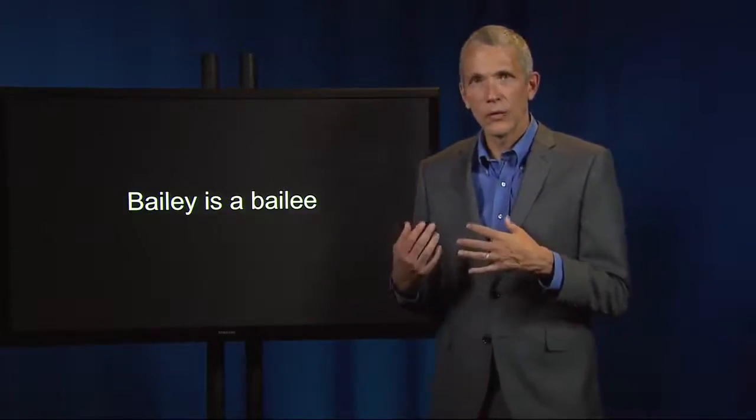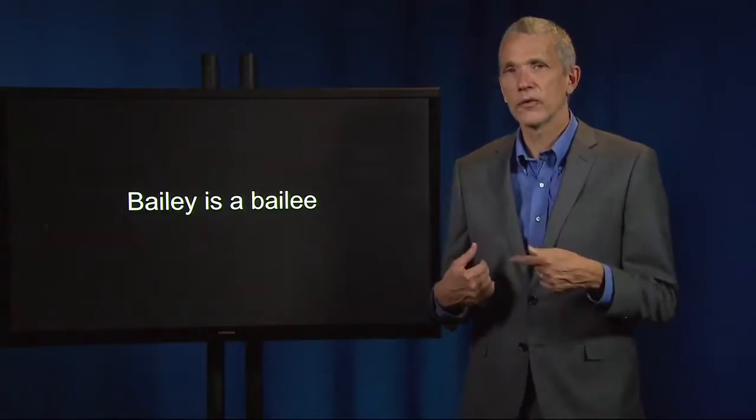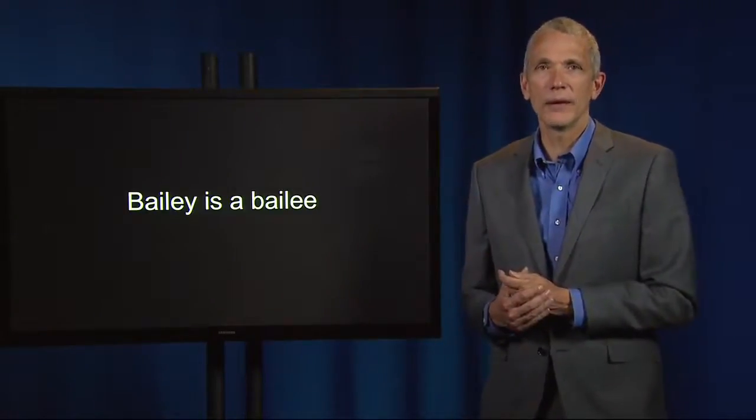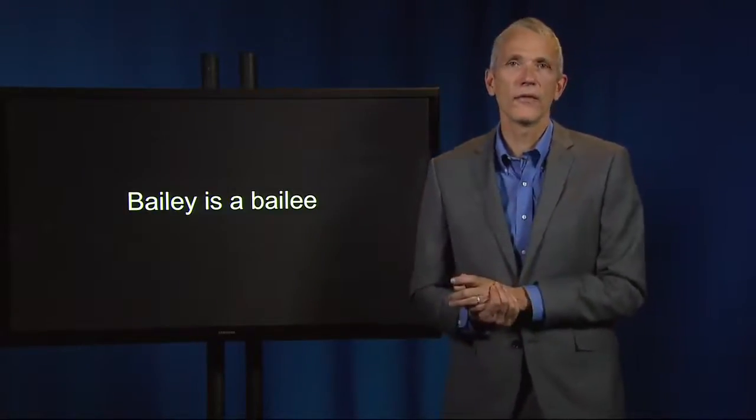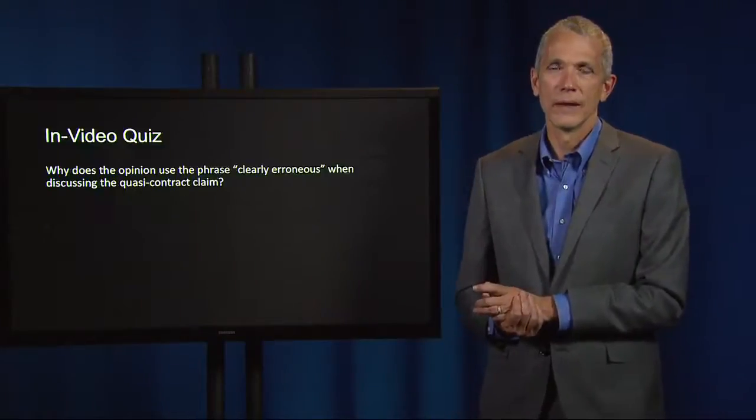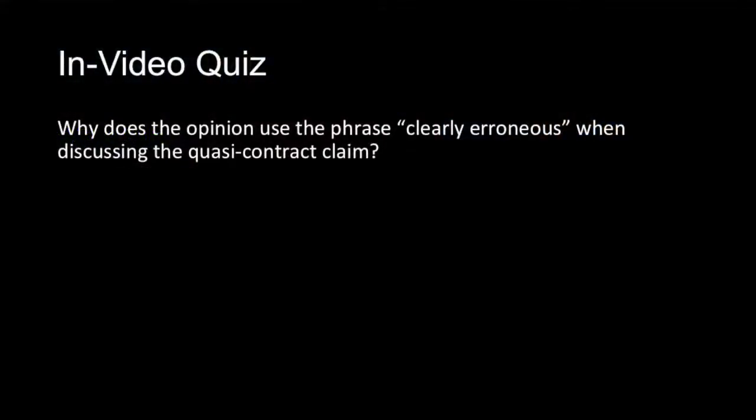The instant court in this case, however, reversed the trial court's finding of liability and instead found for the defendant, West. Before we go on, take a look at this question. Why does the opinion use the phrase clearly erroneous when discussing the quasi-contract claim?